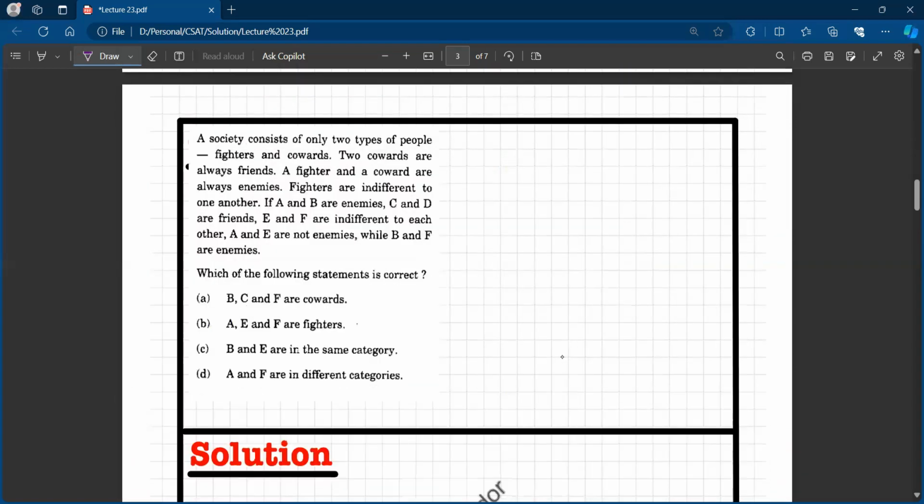Coming to question number 3. A society consists of only two types of people. Fighters and cowards.